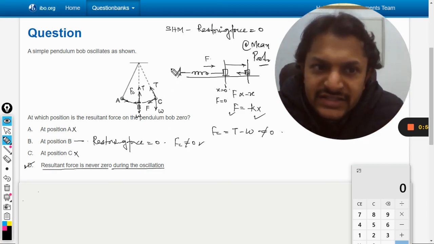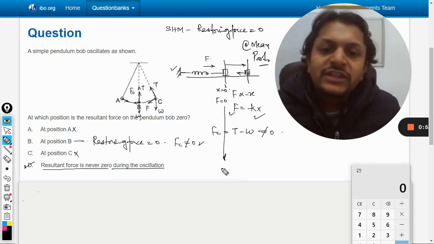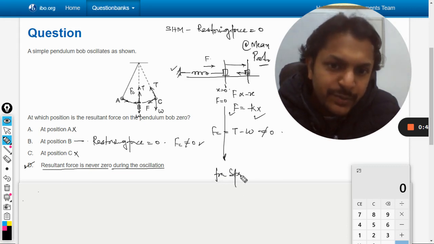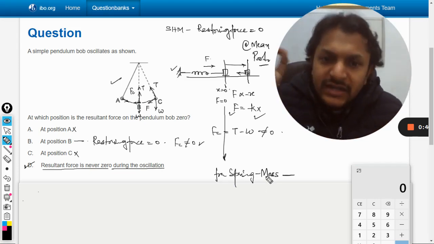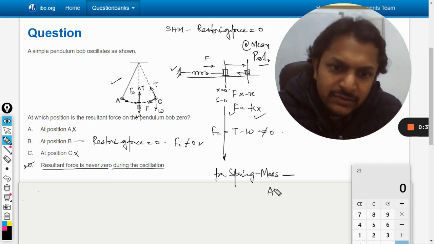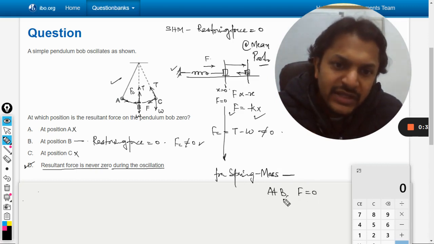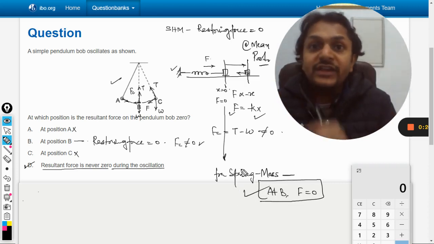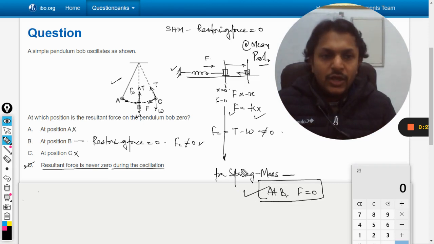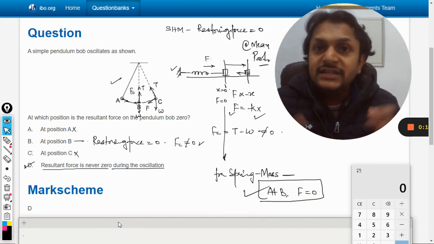But if we consider the case of spring motion, we are sure about this thing, that at mean position all the forces are 0. So for spring mass system, if instead of pendulum they would have asked the same question, definitely I can say that yes, at B, the restoring force will be equal to 0. This would be correct in the case of spring mass system, but this is not right in the case of pendulum. Okay, my dear students, so this is the explanation. Let us see the answer in the mark scheme, and yes, the answer is D indeed.